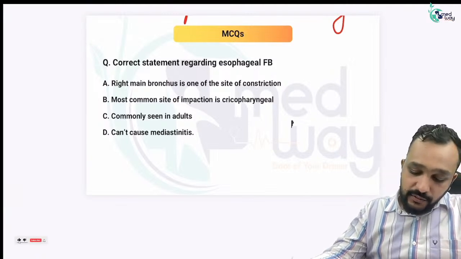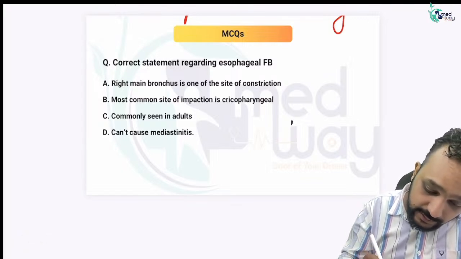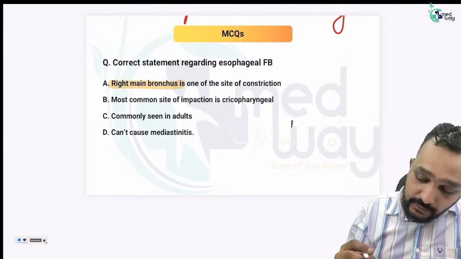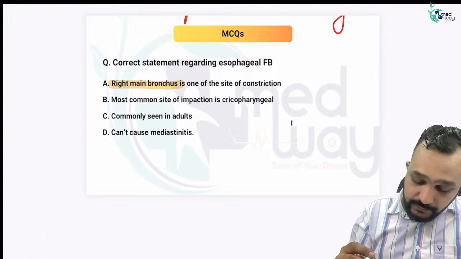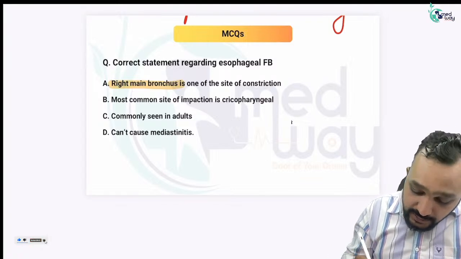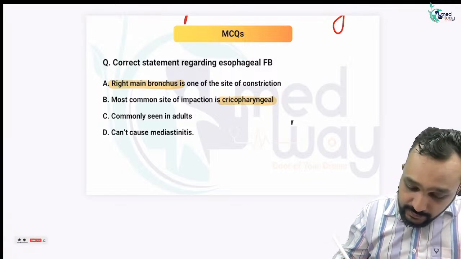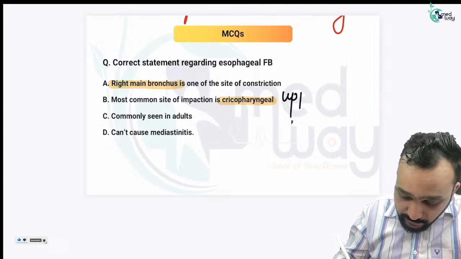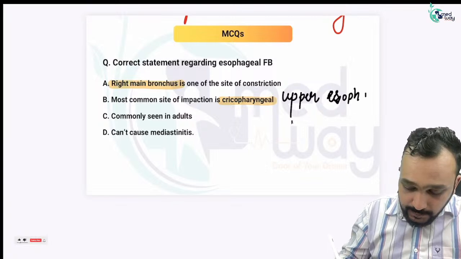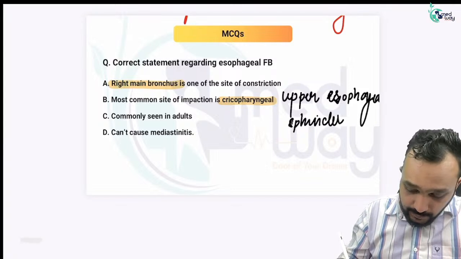Correct statement regarding esophageal foreign body. First is a common sense thing. They are saying that the right main bronchus is one of the sites of constriction. No, the right main bronchus is not a site of constriction. The most common site is cricopharyngeal, at the site of the cricopharyngeus muscle. This is the site of the upper esophageal sphincter, which is a very common site.